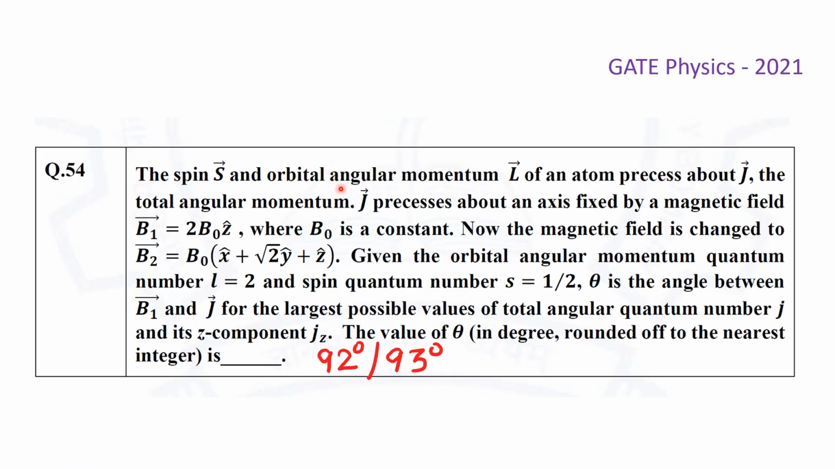So from the solution we found that the value of theta, that is the angle between the total angular momentum vector j and the magnetic field vector B, is either 92 degrees or 93 degrees, because it has a range from 92 degrees to 93 degrees.